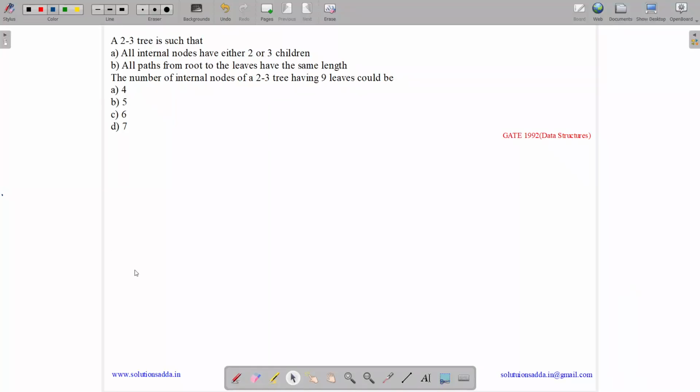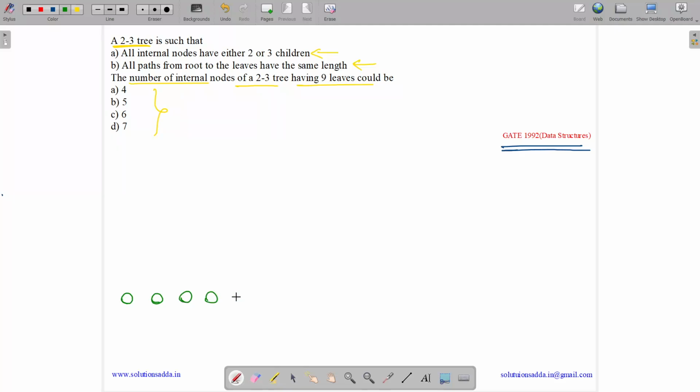This question belongs to the data structure subject and was asked in GATE CSE 1992. So the question states, a 2-3 tree is such that all internal nodes have either 2 or 3 children. All the paths from root to leaves have the same length. The number of internal nodes of a 2-3 tree having 9 leaves should be: 2, 5, 6 and 7 are the options.